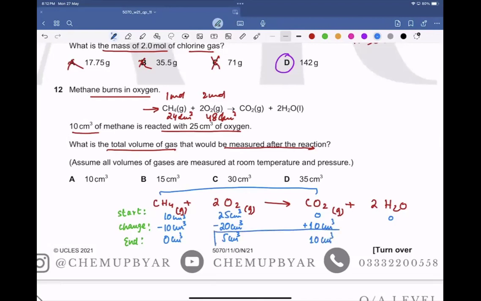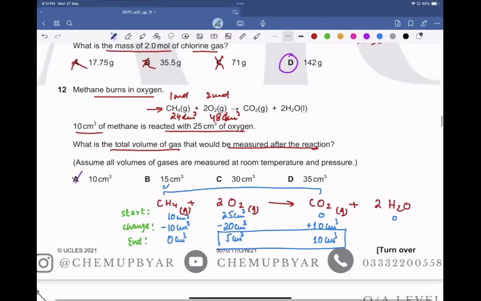So the volume of gas at the end of the experiment is 10 plus 5, 15. So the correct answer is 15, which is B. So A, C, and D go wrong, and B is the correct answer. Is this understandable to all of you?